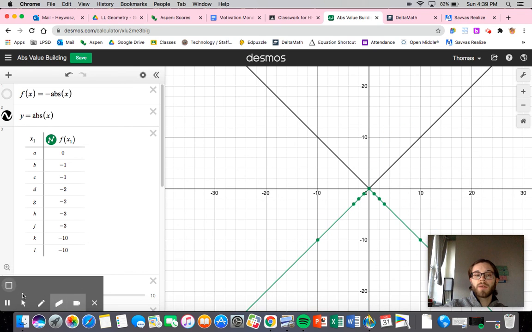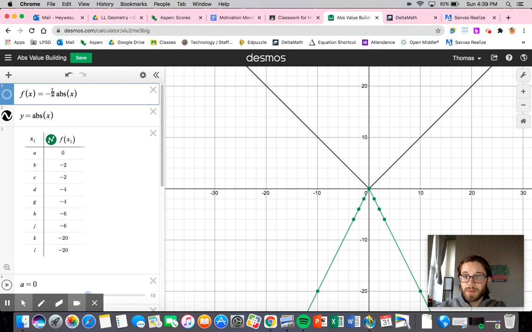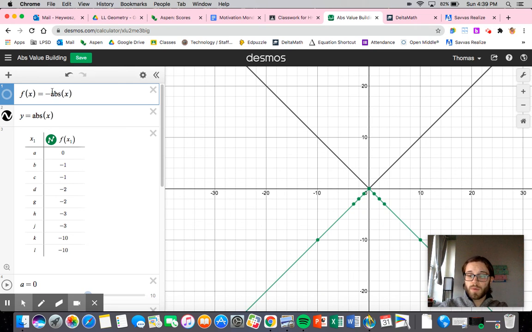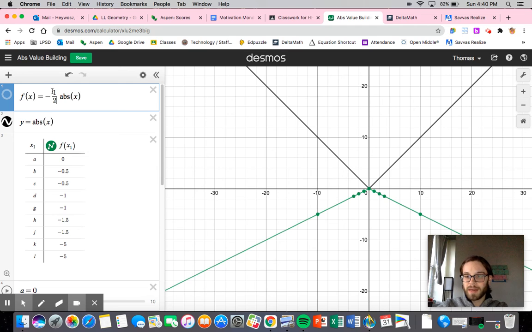Now, does it affect the rest of our stuff, right? If I still do 2, I'm, sorry, I'm being vertically stretched, my mistake. And if I did 1/2, right, I'm still being compressed. I'm still pushing it towards the x-axis. So the rest of the information doesn't change. It's just that now it's flipped over. All right. So that's a quick little overview on all the information relating to absolute value functions.